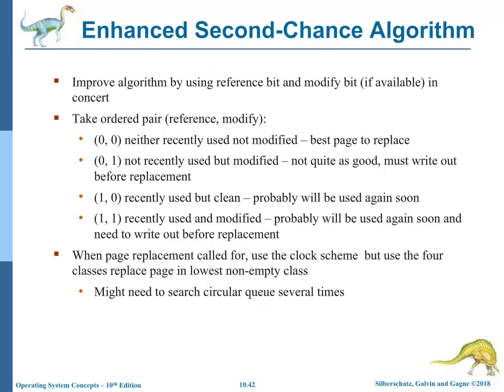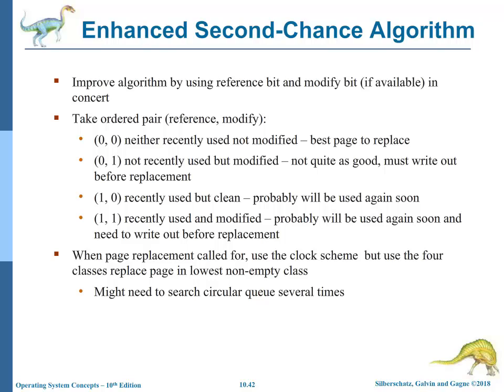The enhanced second chance algorithm looks at the reference bit and the modified bit, which is a dirty bit, as an ordered pair, and it classifies pages into one of four classes. 00, so neither recently used nor modified. 01, not recently used but modified. 10, recently used but clean. And 11, recently used and modified.